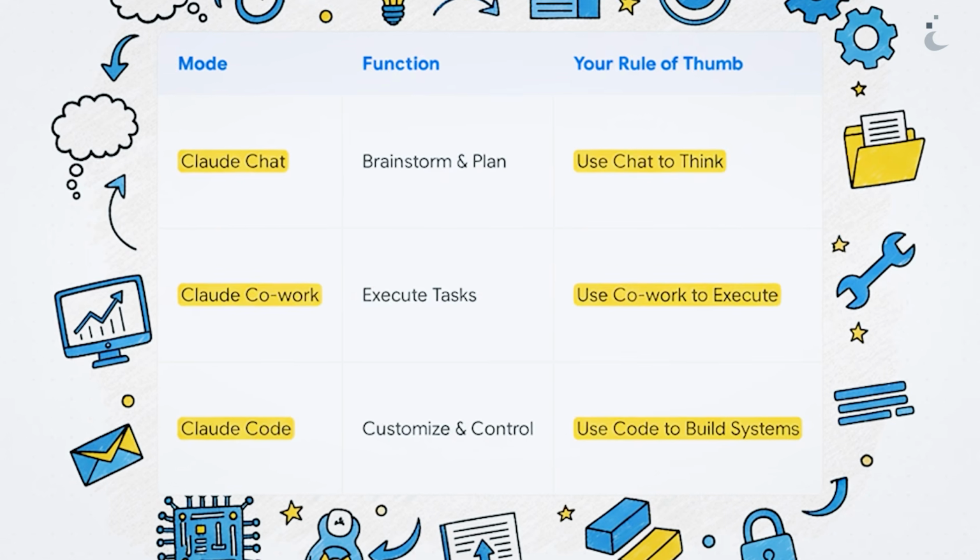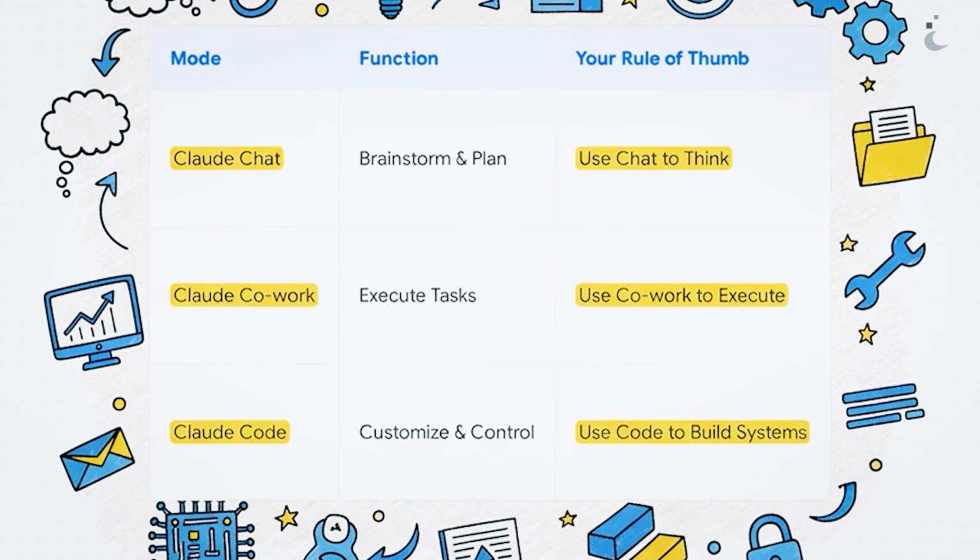Claude Chat is where you brainstorm, plan strategies, organize ideas, and define workflows. Everything lives in the cloud. It's great for structure and ideation. CoWork is execution mode. It has local file access, and it can run parallel agents. It's built to complete real work from start to finish. Think of it as your AI digital teammate.